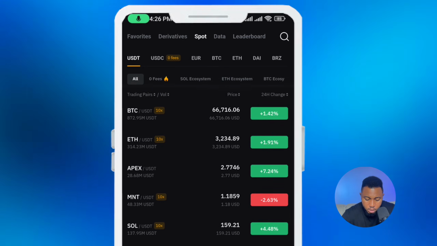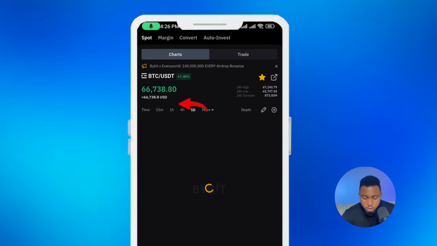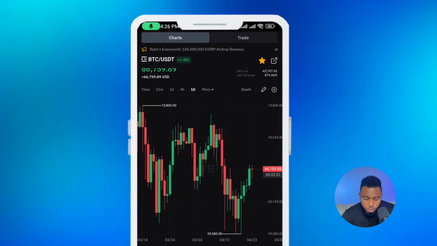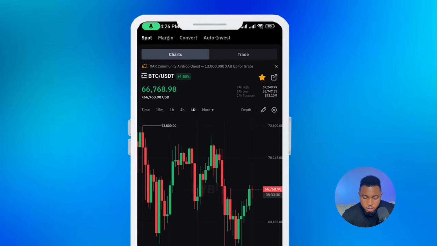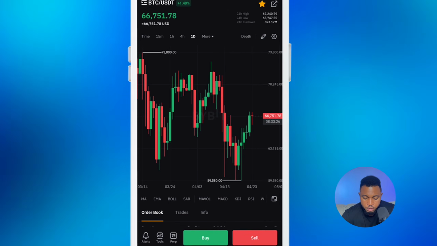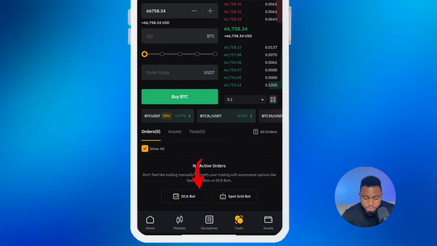Alright, so let's pick any coin of our choice and then let's buy them. I'm going to start with BTC. I'll click on it, and now it took me to this chart section where I can see the chart and some other details about Bitcoin. You can see the current price is about $66,755. It's now moving down, moving up just like that. So if you want to buy, you're going to click on buy.